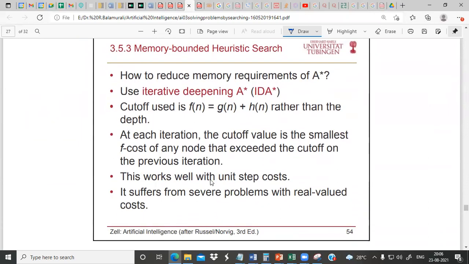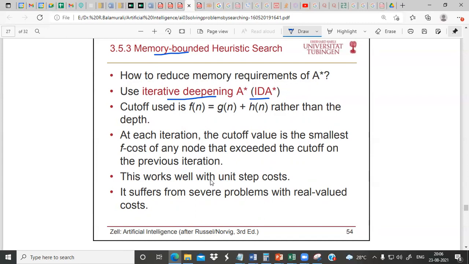So we'll be discussing some more improved versions of A-star, such as memory bounded heuristic search. Basically, these are subtopics of the A-star algorithm. These are some of the techniques used to reduce the memory requirement of the A-star algorithm. So how to reduce the memory requirements of A-star? There is one algorithm suggested which is called iterative deepening A-star, or IDA-star.